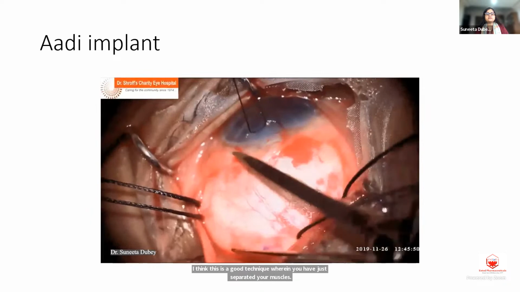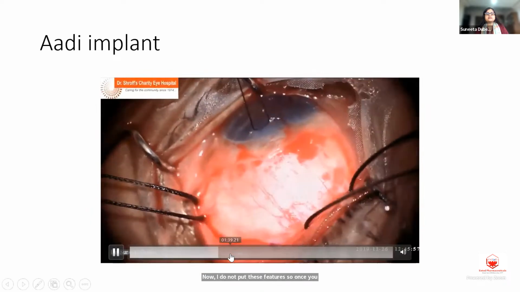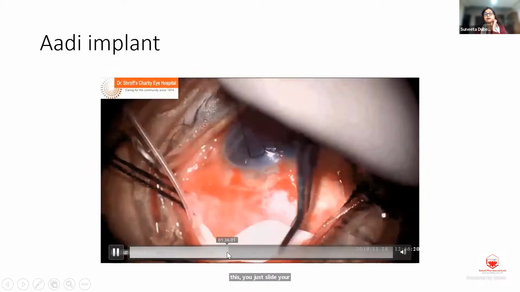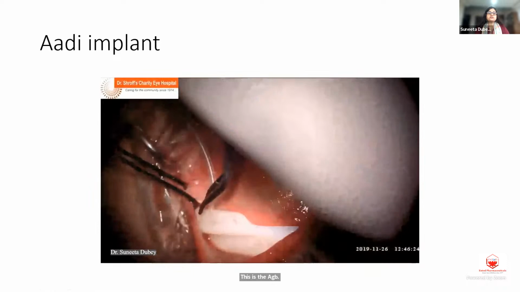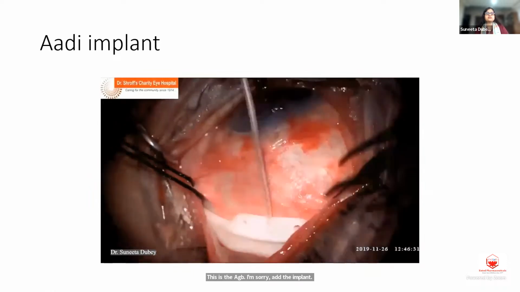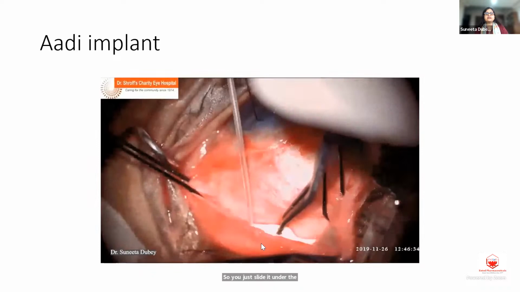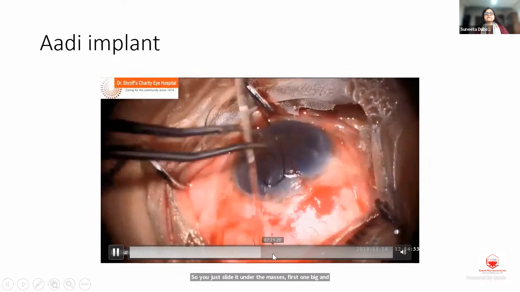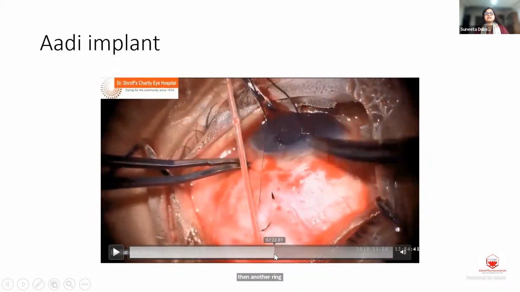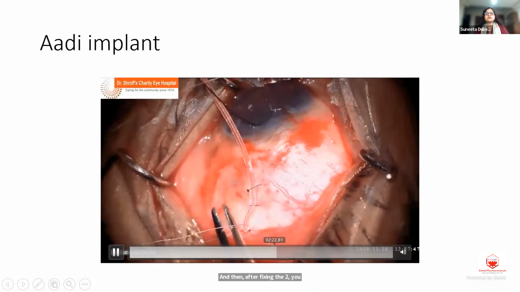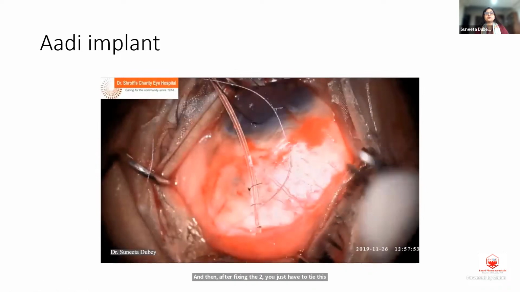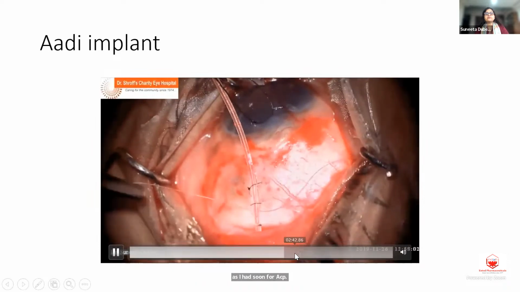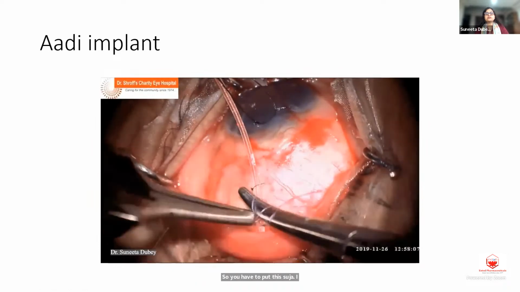Once you have done this, you just slide this, the AGV, Ahmed implant, under the muscles, first one wing and then another wing. And then after fixing the tube, you just have to tie this as I had shown for the previous one. You have to put this suture around the tube to block it.